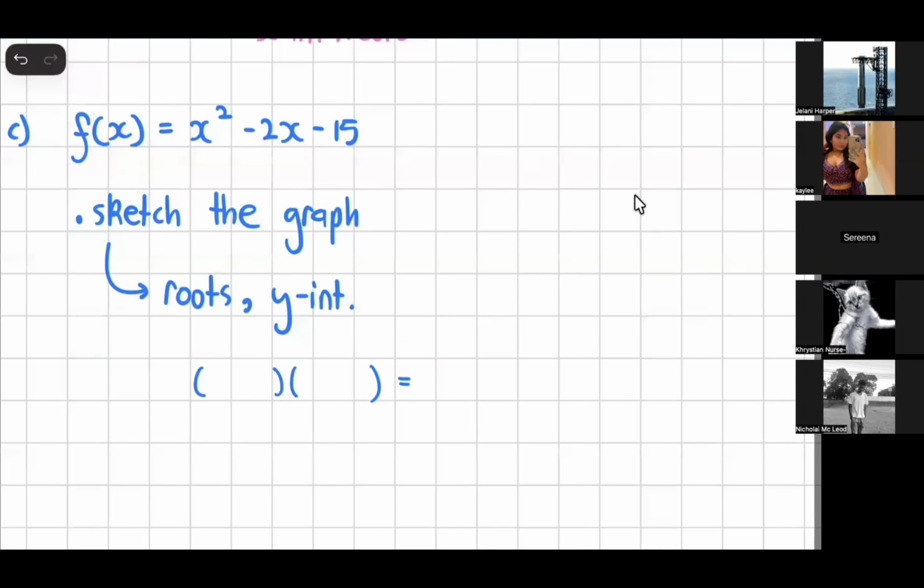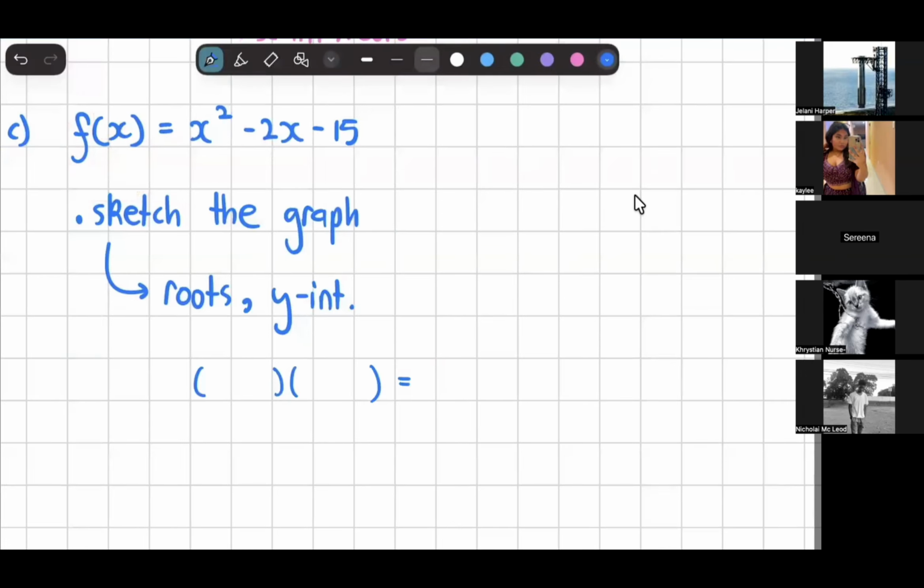Right. Let's factorize this thing now. So x squared is just simply x by x. And then you're going to look at the last term. The last term here is minus 15. And so, Kaylee, I want you to think of two numbers that would multiply to give minus 15 and add to give minus 2, which is the term in the middle. So can you think of two numbers?